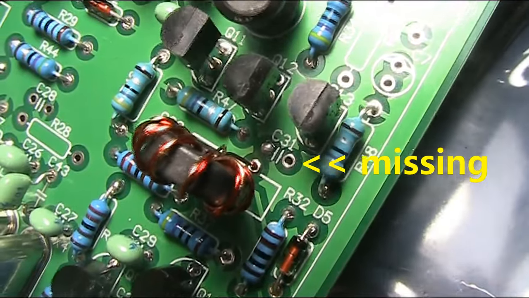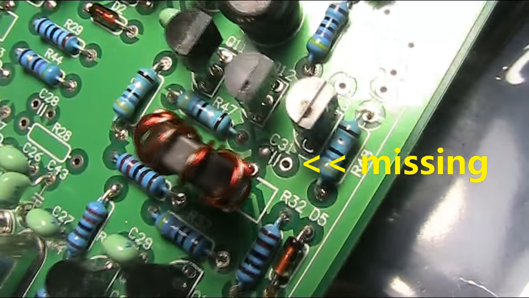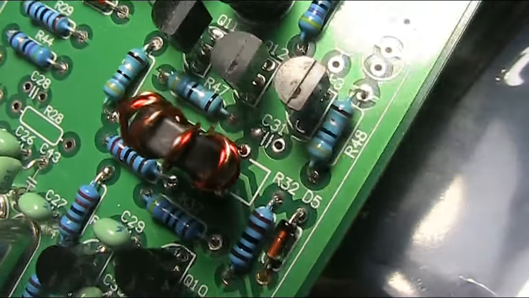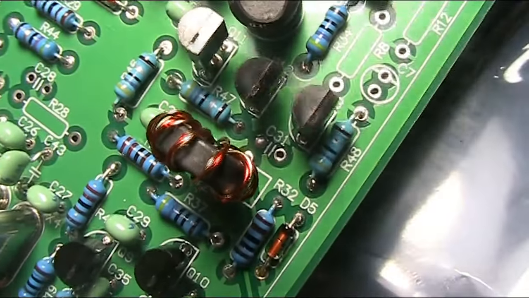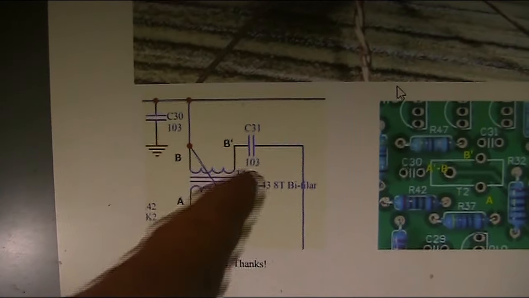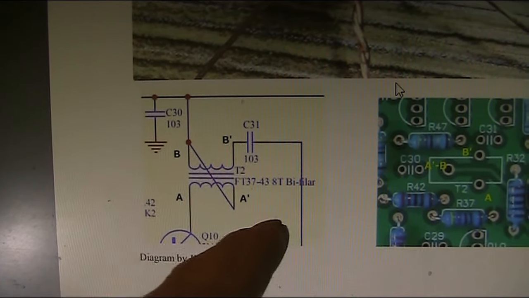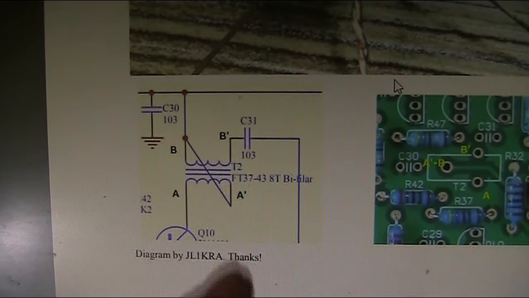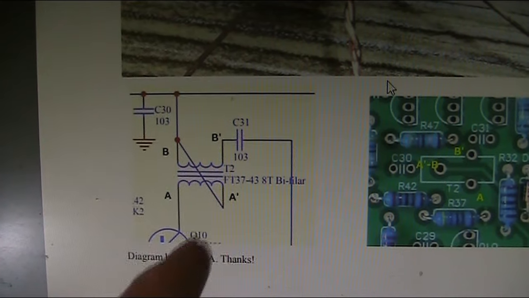Now, having a look very carefully, you can see that there is a capacitor, C31, on the board between the driver and the final amplifier stage. There's a spot for it, but no component. And we look at the circuit diagram, and it's the capacitor that couples the RF from the driver to the final stage. So the problem is, I missed it. No wonder I was getting no output.